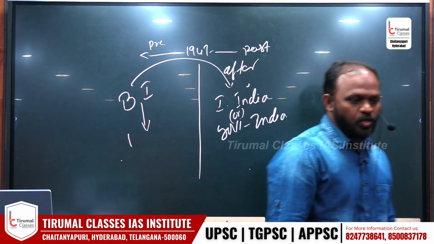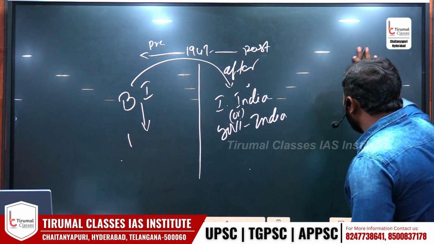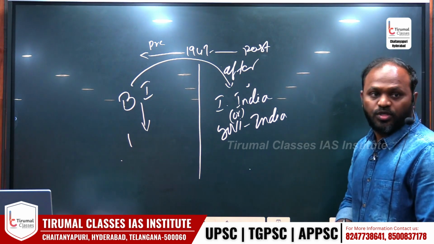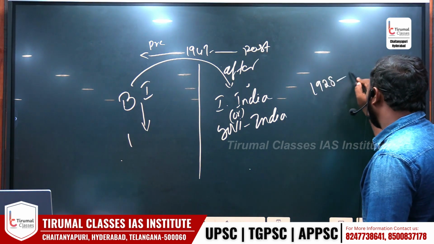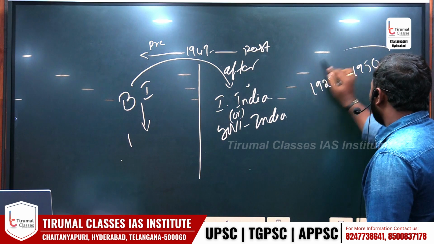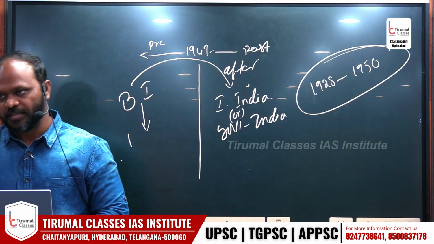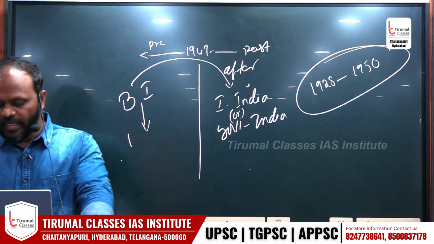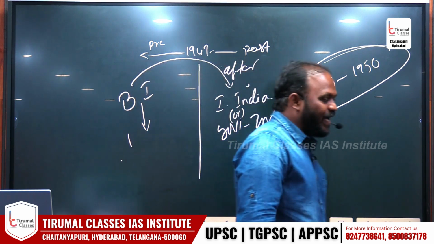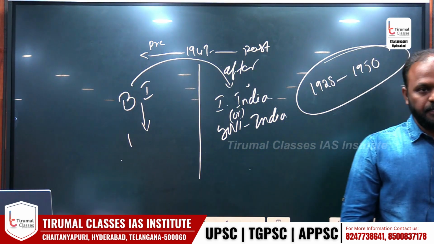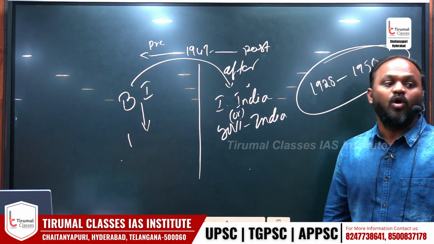British rule in India is also called colonial rule. Simply put, the Indian Constitution evolved between 1928 and 1950. This is the period where the Indian Constitution got evolved.